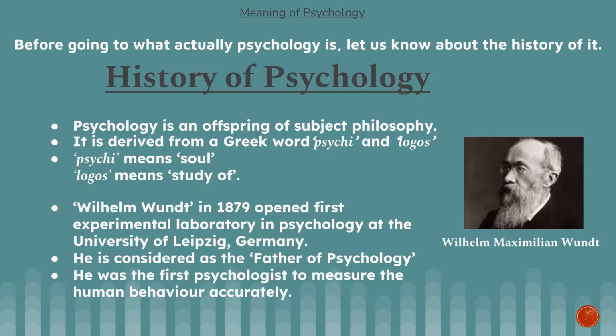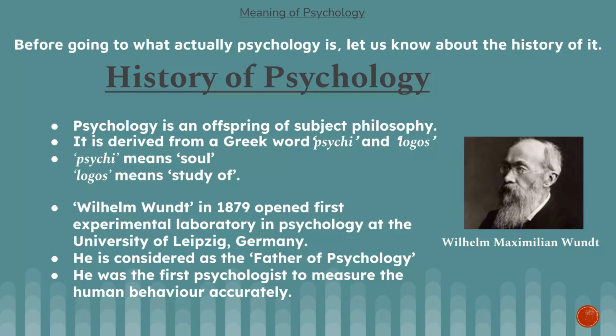So first, starting with the history of psychology. Psychology is an offspring of the subject philosophy, and the term psychology is derived from two Greek terms, psyche and logos. Psyche means the soul and logos means the study, like biology, sociology, zoology.